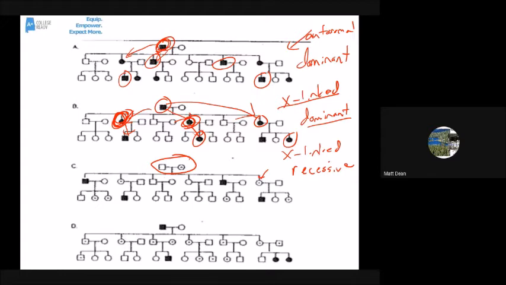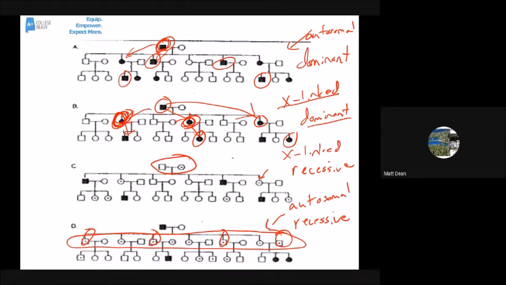Let's go on down and look at D. So again, we see that generation 2 is completely skipped. There are carriers. This has to be recessive. We also see that males and females seem to be affected equally. That would lead us to believe this is autosomal. And another bit of evidence that would prove to us this is autosomal is that males can be carriers. If males can be carriers, it can't be sex-linked, because males only have one of each sex chromosome. So the mode of inheritance on D, autosomal recessive.